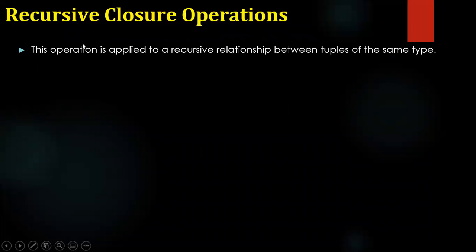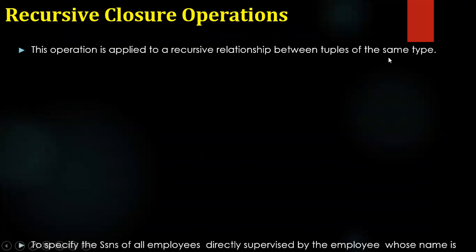Till now, we have applied these operations on two different tables. If we want to apply the operations on a single table, the same table has to be joined, that is the self join, or you can say the recursive joining operation. This recursive closure operation is applied to a recursive relationship between tuples of the same type.